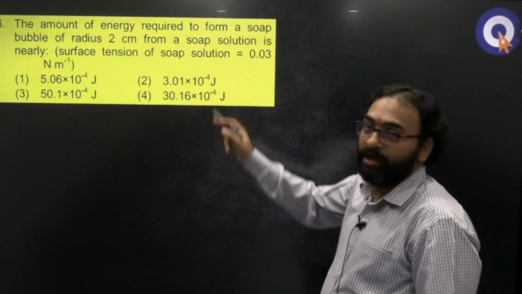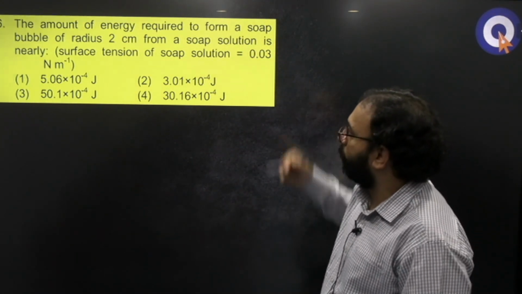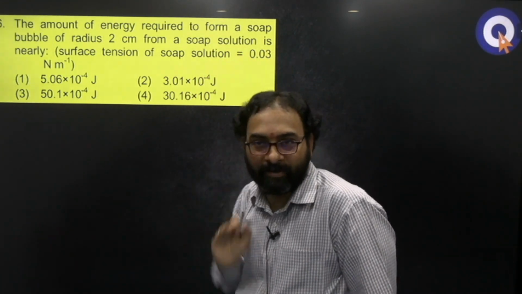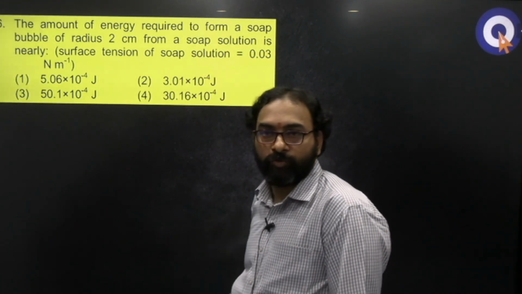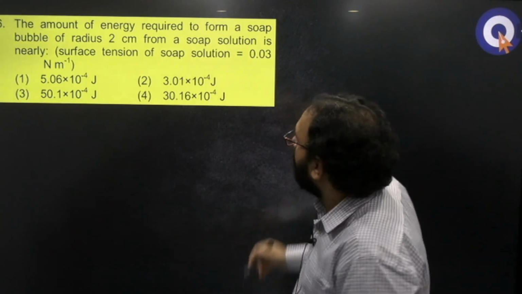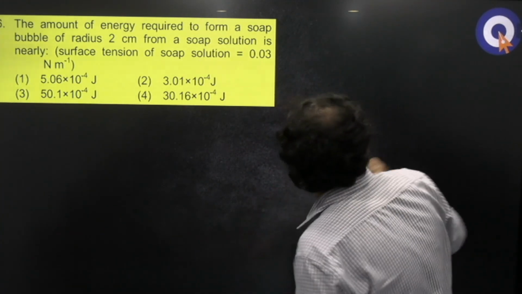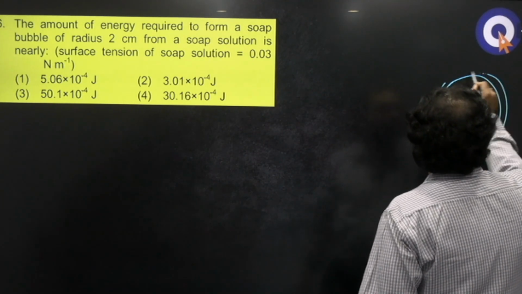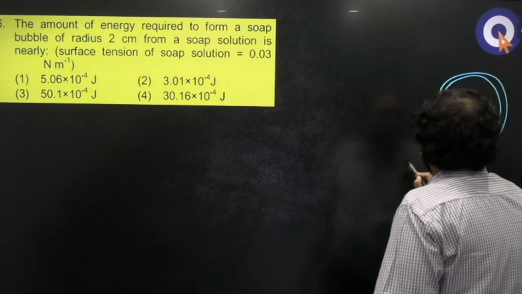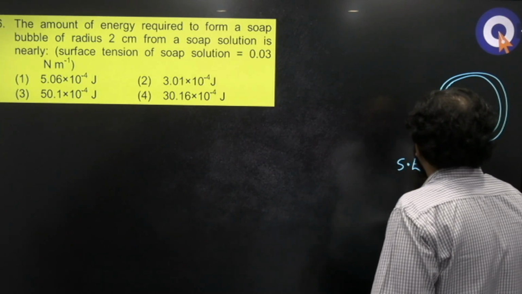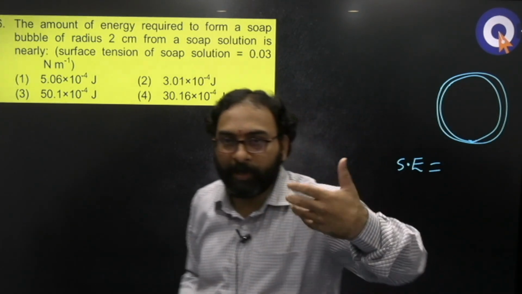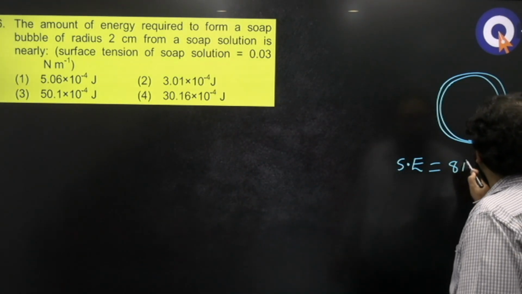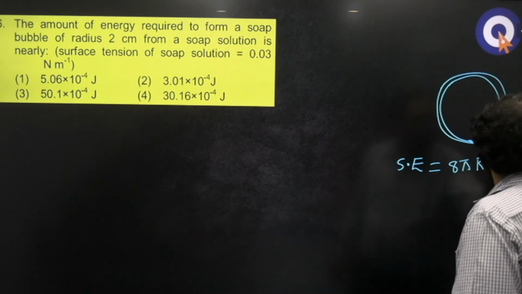The amount of energy required to form a soap bubble of radius 2 centimeters from a soap solution is dash. The surface tension of the soap solution is given. So let us see. As we know, a soap bubble has two surfaces or two membranes. So the surface energy, or the surface work done in forming a soap bubble, is 8 pi r square T.